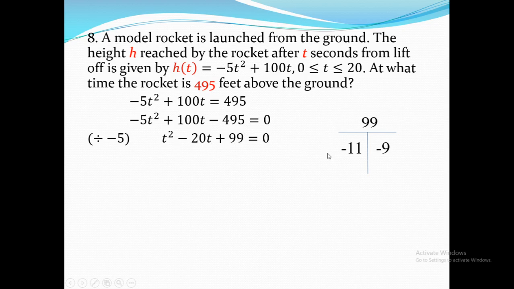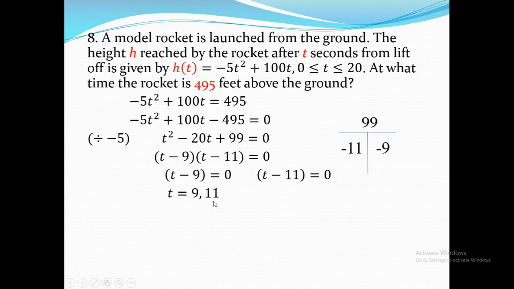So 99 can be split into minus 11 and minus 9. So (t minus 11) and (t minus 9). Now t minus 9 is equal to 0, t minus 11 is equal to 0. So t can be 9 or 11. It means when the time is 9 seconds and 11 seconds, the rocket is at the height 495. So the time is 9 and 11 seconds.